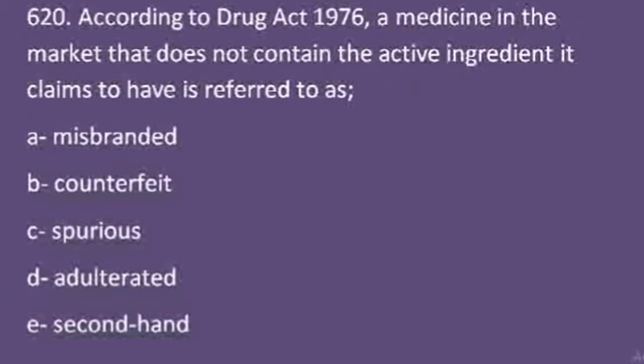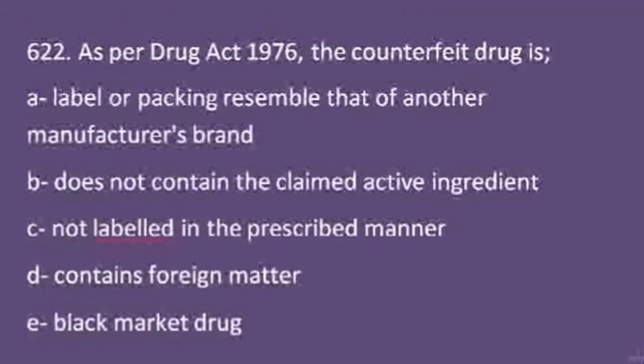Now the next MCQ: according to Drug Act 1976, a medicine in the market that does not contain the active ingredient it claims to have is referred to as. This MCQ we have discussed earlier also, so if you remember that, then you will know the correct option here. Options are misbranded, counterfeit, spurious, adulterated and second hand. Actually, the medicine as per Drug Act 1976 that does not contain the active ingredient it claims to have is a spurious drug.